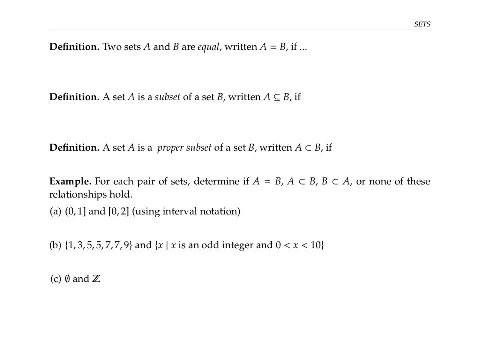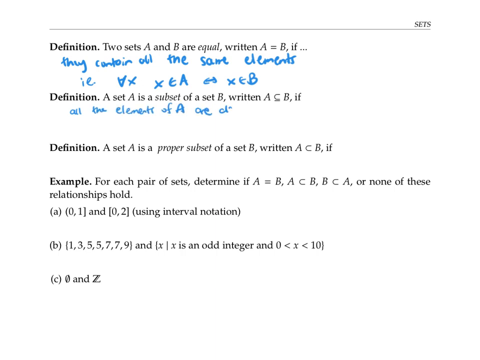Two sets A and B are called equal, written A equal to B, if they contain all the same elements. More formally, we could write this as for all x, x is an element of A if and only if x is an element of B. A set A is a subset of B, written in this notation, if all the elements of A are also elements of B. More formally, I could write this as for all x, x is an element of A implies x is an element of B.